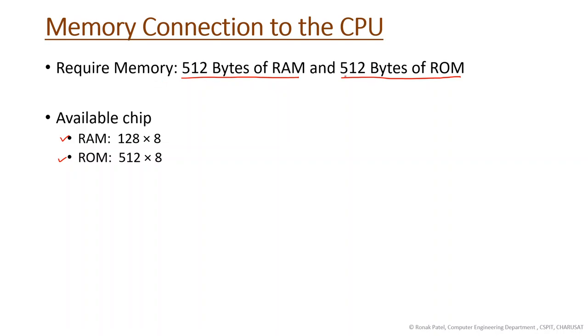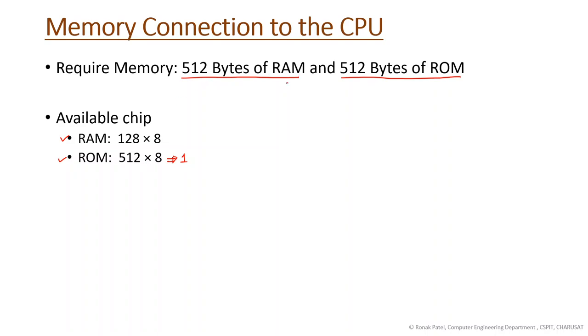Okay, let's first take ROM, 512 bytes of ROM. So ROM size is 512 bytes. So this ROM also provides 512 bytes, right? Because this is 8 bits, one word size is 1 byte and 512. So for 512 bytes of ROM, we require only one ROM chip of this specification.